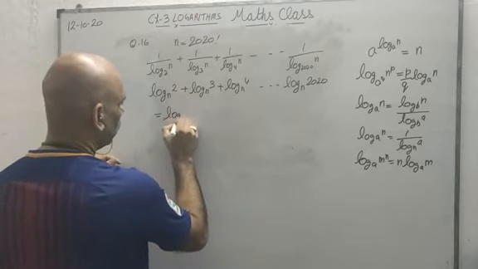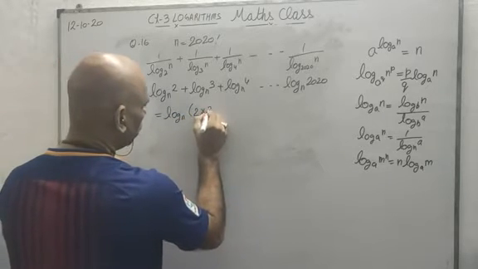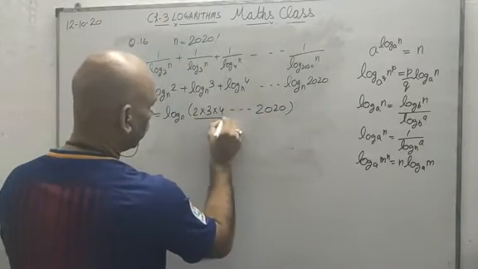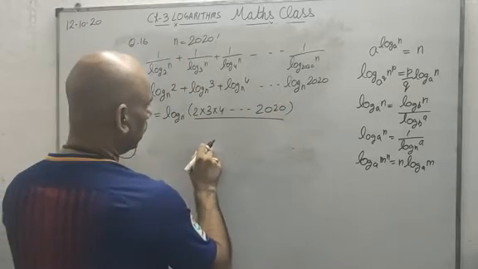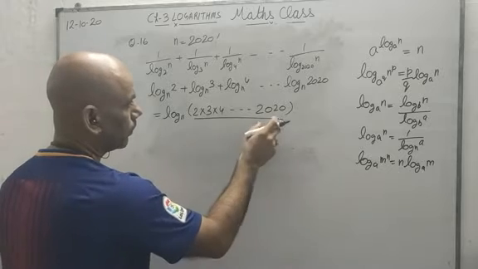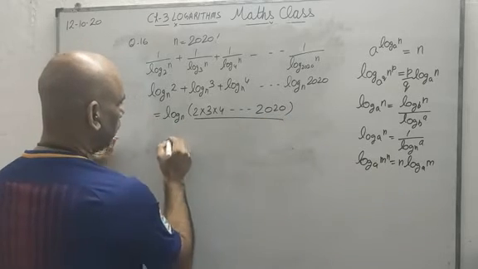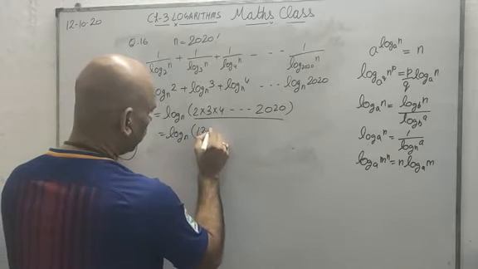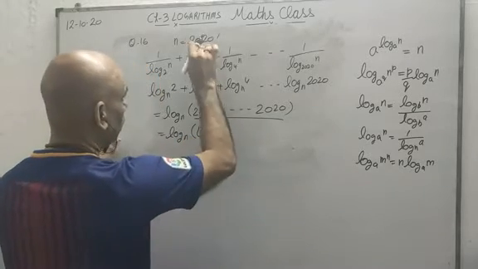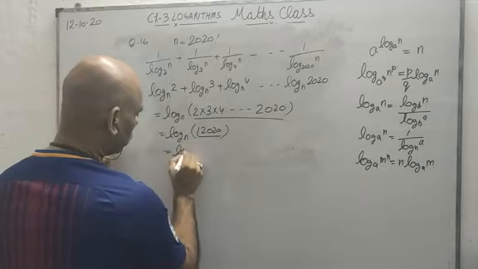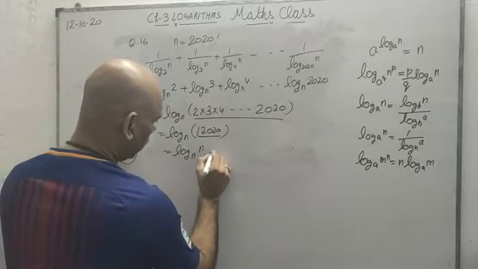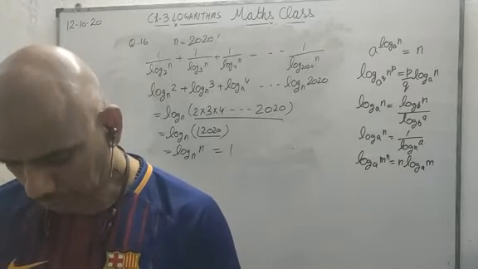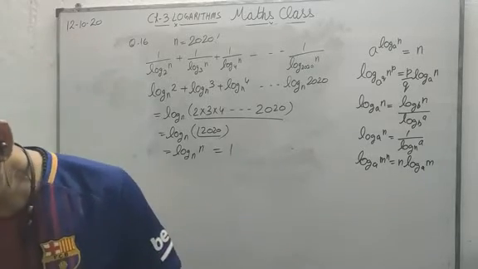Now everywhere it is the same base, and they are in addition, so they must be in multiplication inside. So log base n of 2 into 3 into 4 up to 2020, and what is given is that this is 2020 factorial. So log base n of 2020 factorial, and 2020 factorial is n. So log n base n, and the answer for the same base is 1. So this way you will solve question number 16.